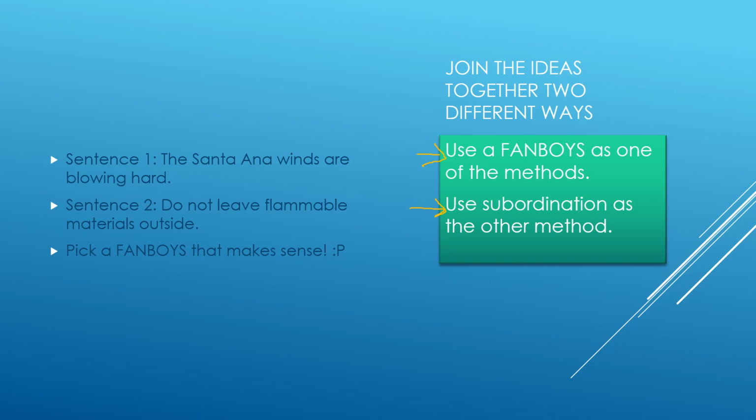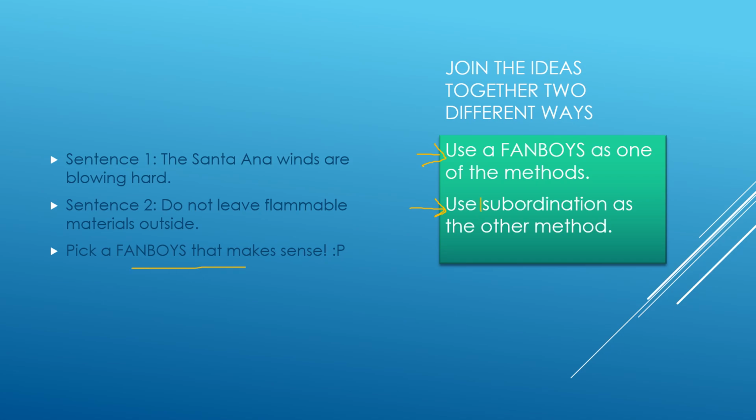Right? So for gives a reason and joins two things, nor negates something, but indicates a surprise, or means you have two options, yet kind of indicates surprise, and then so is cause and effect. So works, right? Let's try so. The Santa Ana winds are blowing hard, so do not leave flammable materials outside, right? So do not leave flammable materials outside.